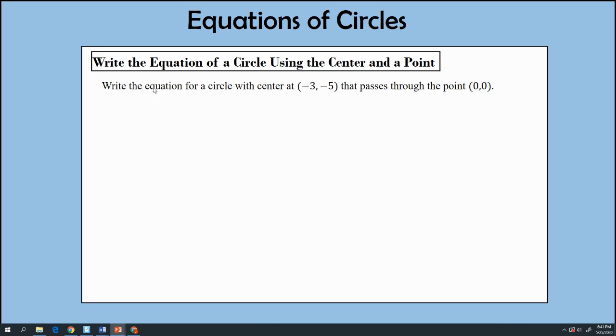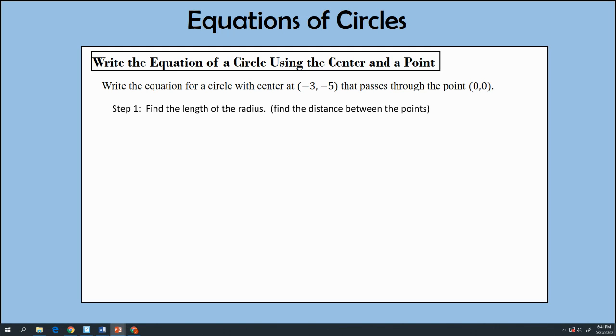Another example, it says write an equation for a circle who has a center at -3, -5, and it passes through the point 0, 0. So we're given a center of the circle and a point that it passes through. So what do we do with this information? Well, we're trying to write the equation, so we need to know two things, the center and the radius. Well, they tell us the center. I'm going to find the radius here.